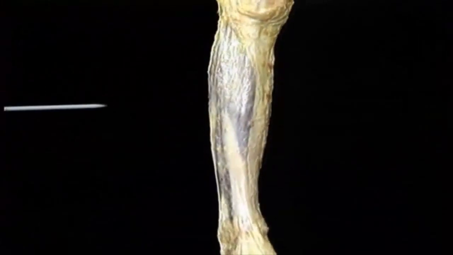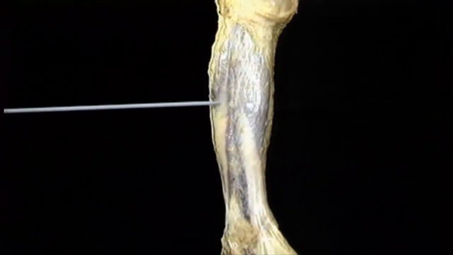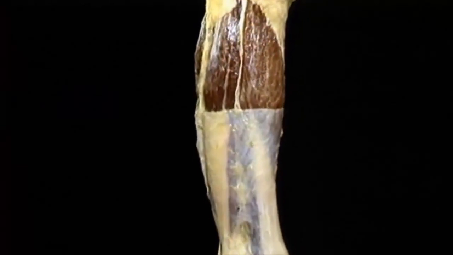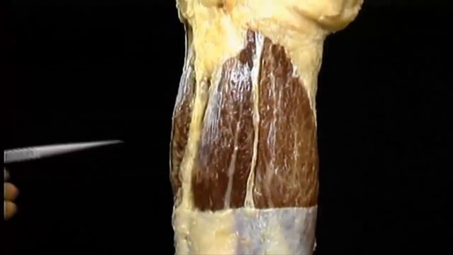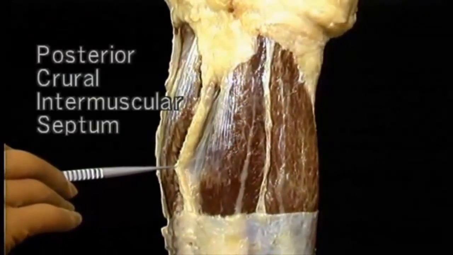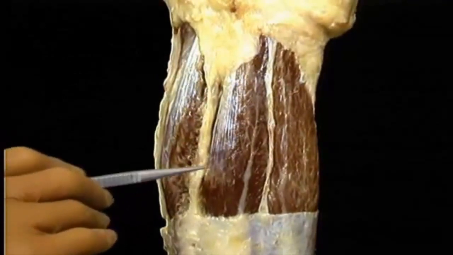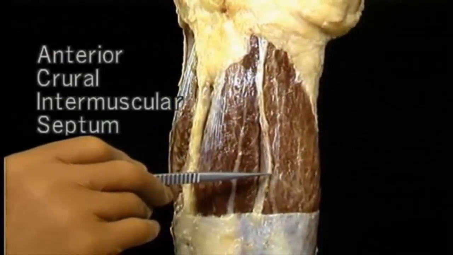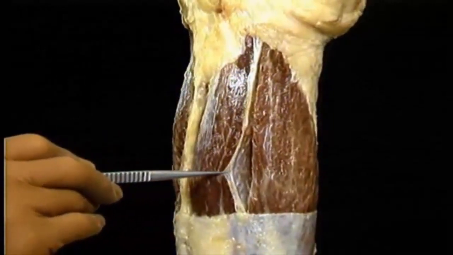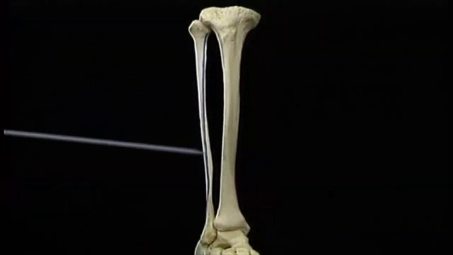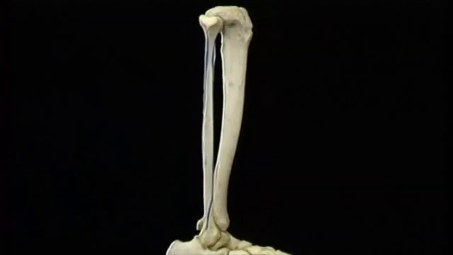To see them, we'll remove the investing deep fascia down to here, exposing several muscles that we haven't met yet. We'll be meeting them soon. This is the posterior crural septum, lying just in front of the soleus muscle. This is the anterior crural septum. These two septa are attached to the fibula here and here.